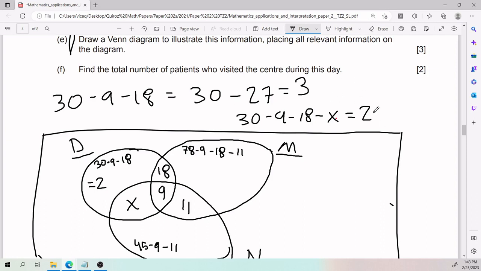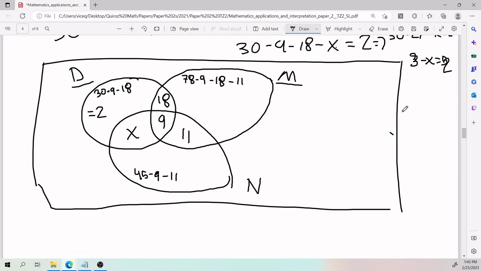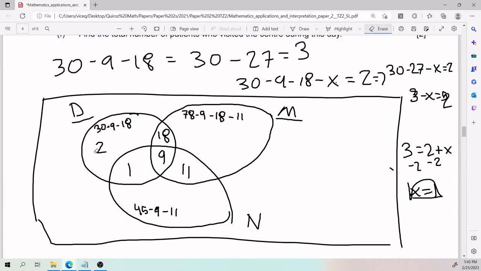Don't believe me? From here, we have 30 minus 27 minus x needs to equal 2. So 3 minus x equals 2. We add x to both sides, so we have 2 plus x. We have minus 2 minus 2, x equals 1. So this x here has to equal 1. This guy here has to equal 1. And so this whole thing here has to equal 2. And so that is the approach that you do to these kinds of things.